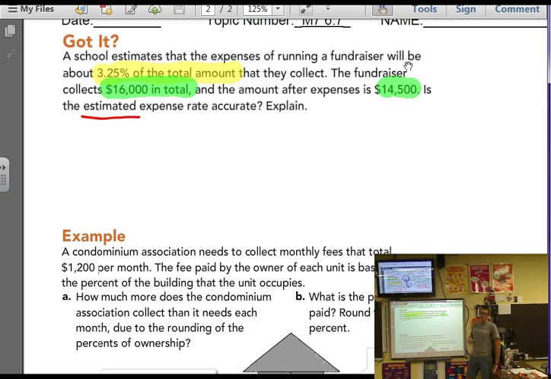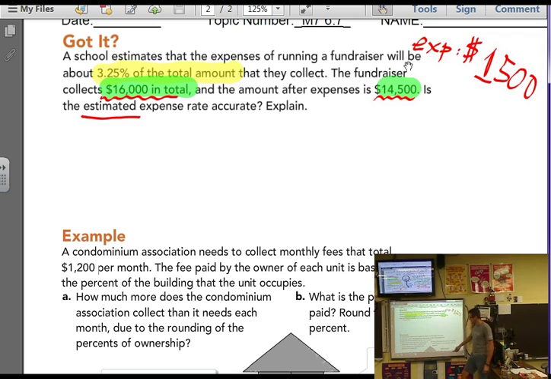There are a few ways to solve this problem. So when I come back with a solution, it may not exactly match what you have, but there's multiple right ways to solve this problem. So pause the video. Hopefully you paused the video. But when we start talking about this, we have $16,000 in total that we bring in. We end up with $14,500 after expenses. I can do the difference between them and subtract and find out that our expenses ended up being $1,500. So what we want to do is figure out, well, was our estimate accurate?